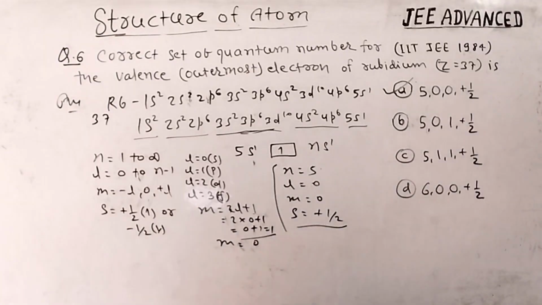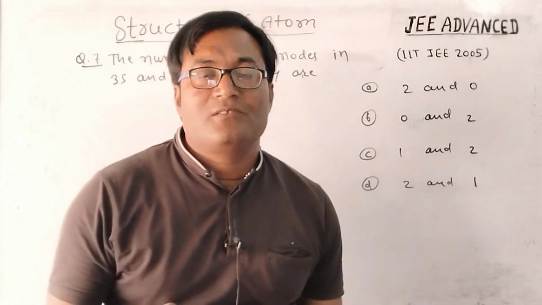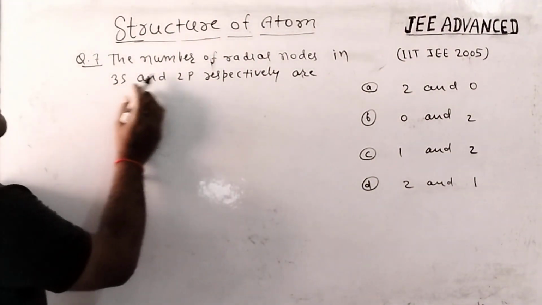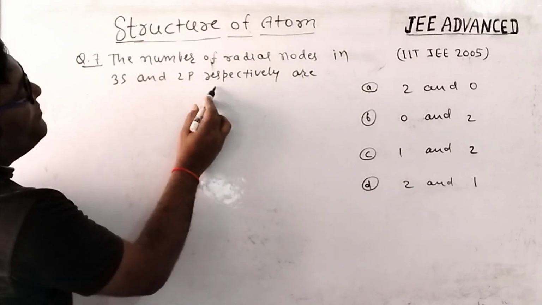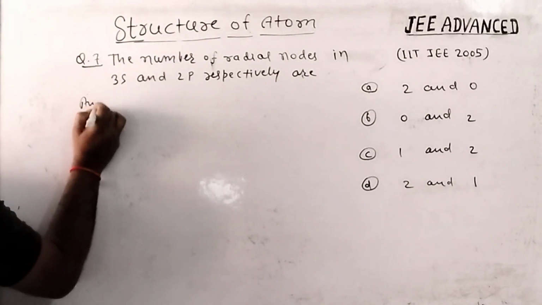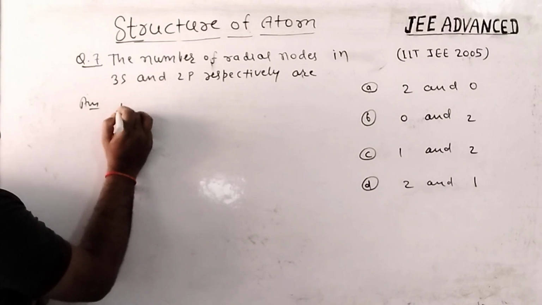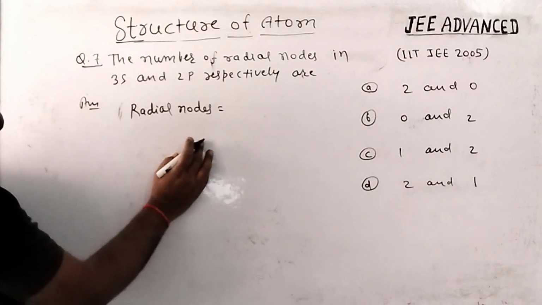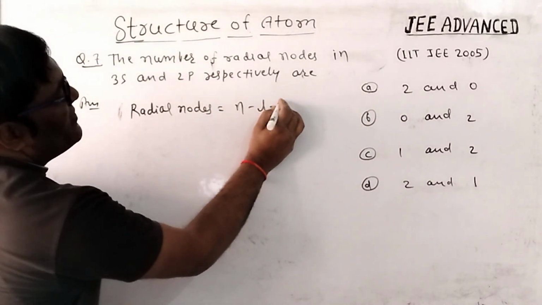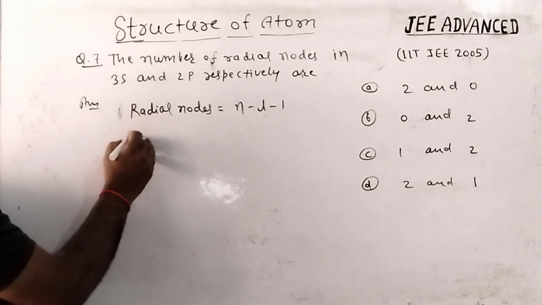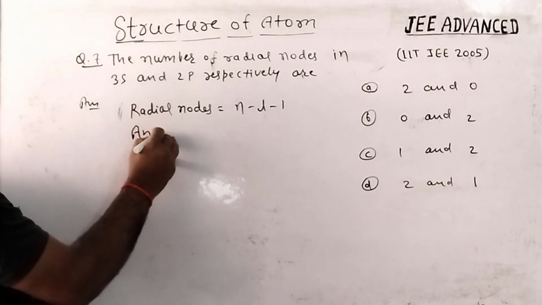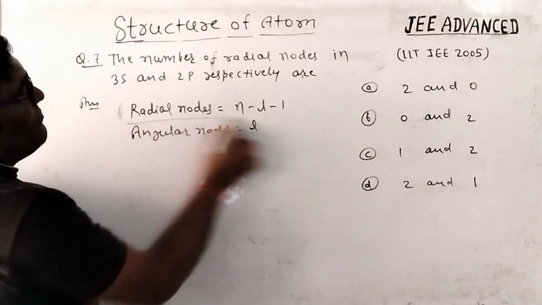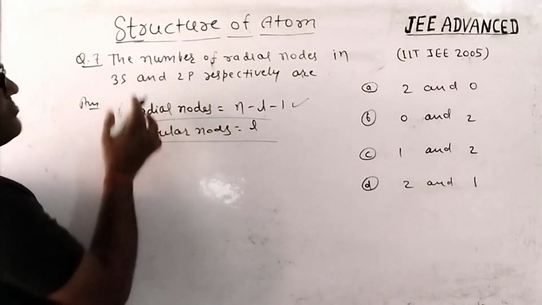So you can take a screenshot. Now question number 7 is based on the calculation of angular nodes and radial nodes. According to question number 7, the number of radial nodes in 3s and 2p respectively are, options are given. Now from the formula, the number of radial nodes is equal to n minus l minus 1, and the number of angular nodes is equal to l.